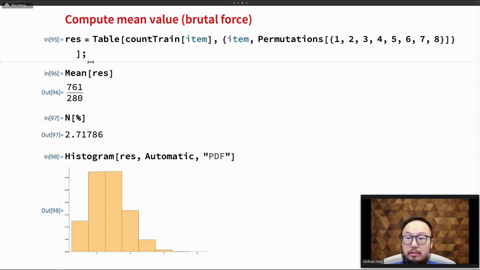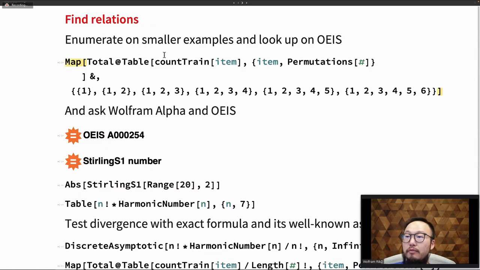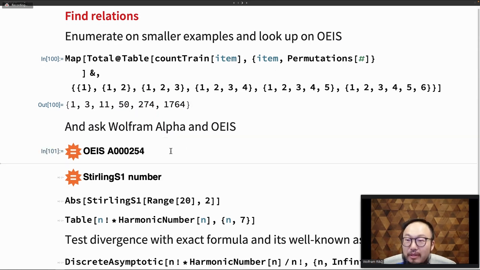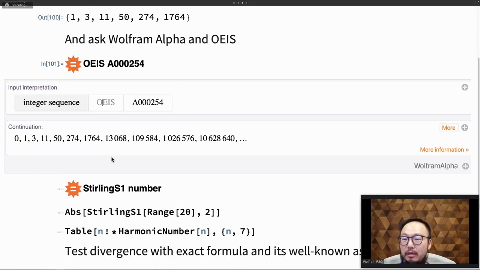Let's look at res. Okay. Oh, that's all the results here. Let's just do that again. For all the permutations for one train, two trains, three trains, four trains, and six trains together. Okay, then you have a list of numbers, and that's all the possible outcomes. I just take the numbers, throw them online, and find it's this number. So ask Wolfram Alpha, exactly the same. Either OEIS or Wolfram Alpha will give you an idea.